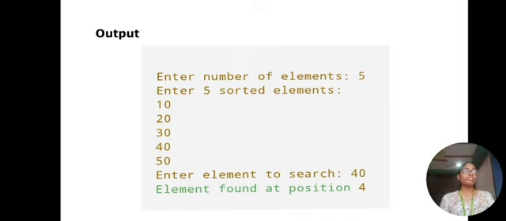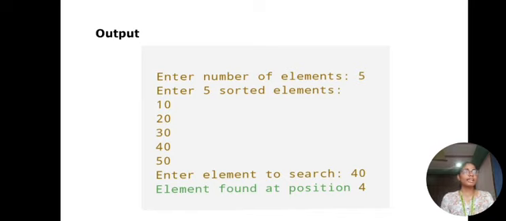Let us see the output of the previous program. Enter number of elements, that is 5. Enter 5 sorted elements, that means they have to be arranged in ascending or descending order. So 10, 20, 30, 40, 50. Then enter the element to search, that is 40. So it applies the previous logic as we discussed: it calculates the mid value and checks the mid value with the key element. If it is equal, it returns the position. If it is greater than, it searches the right half. If it is less than, it searches the left half.